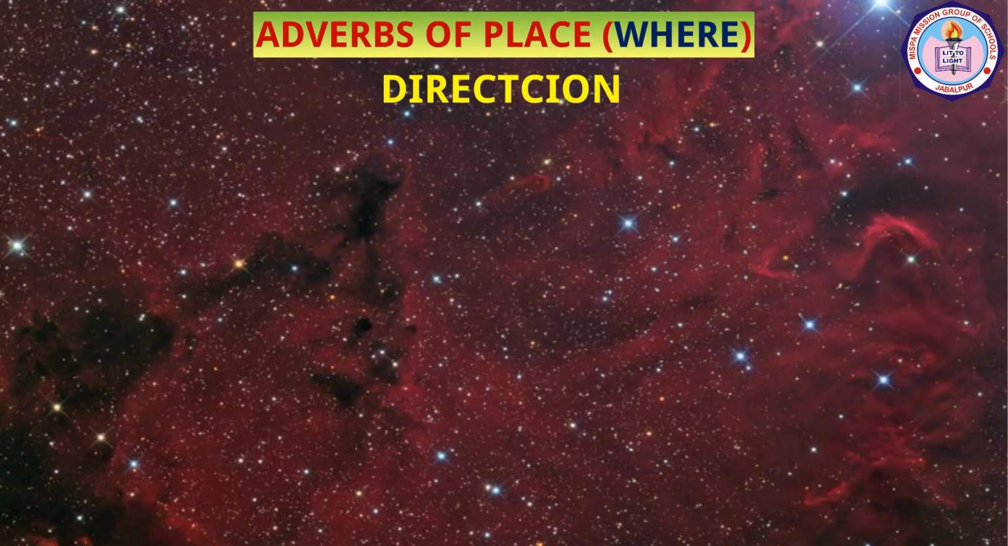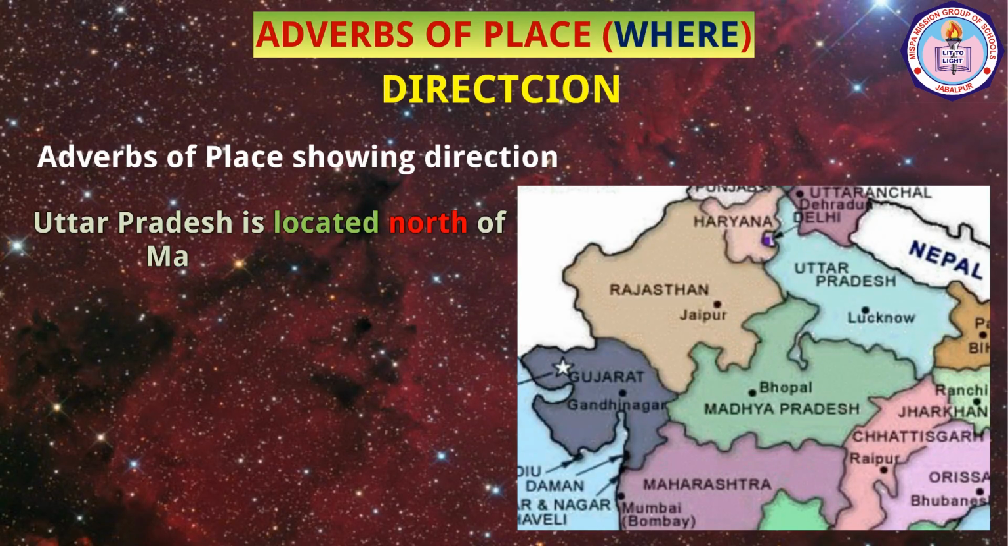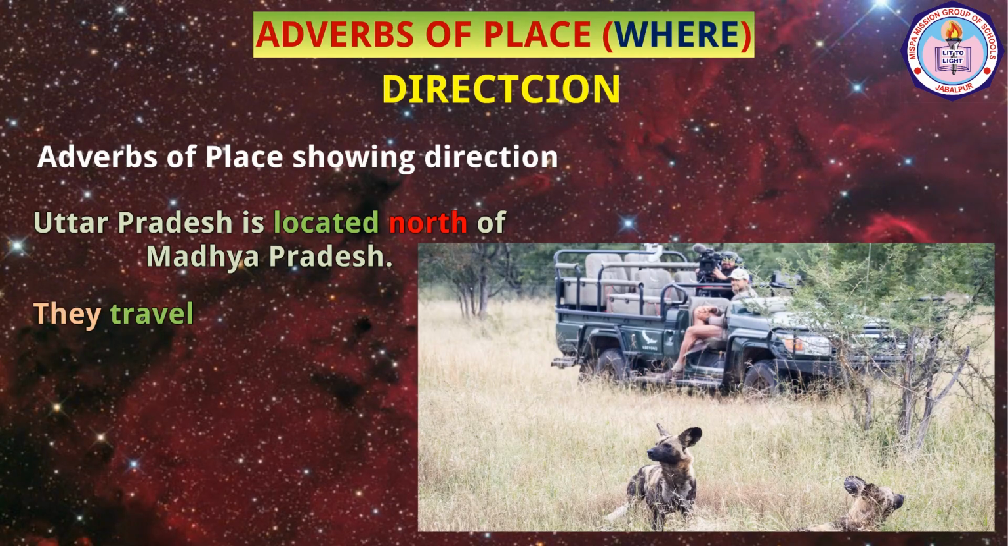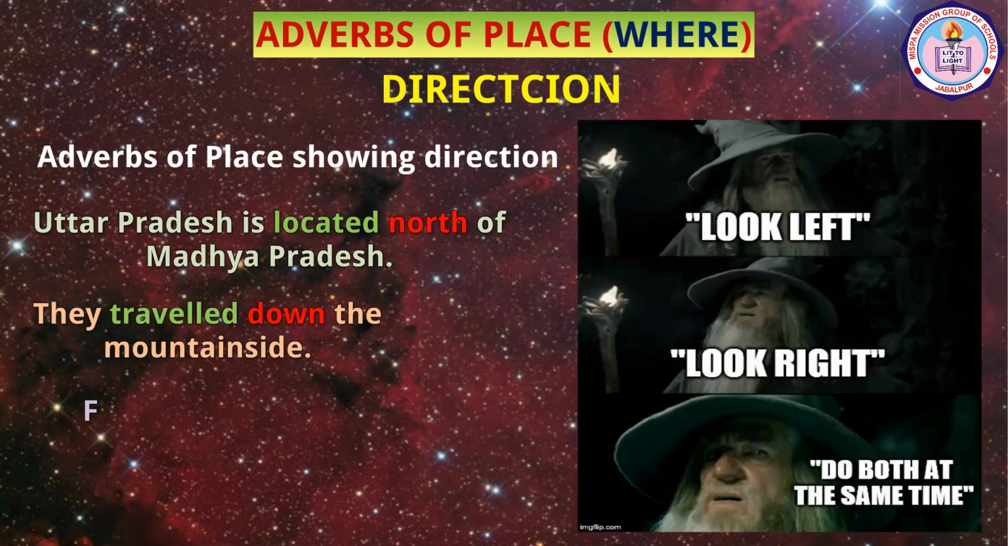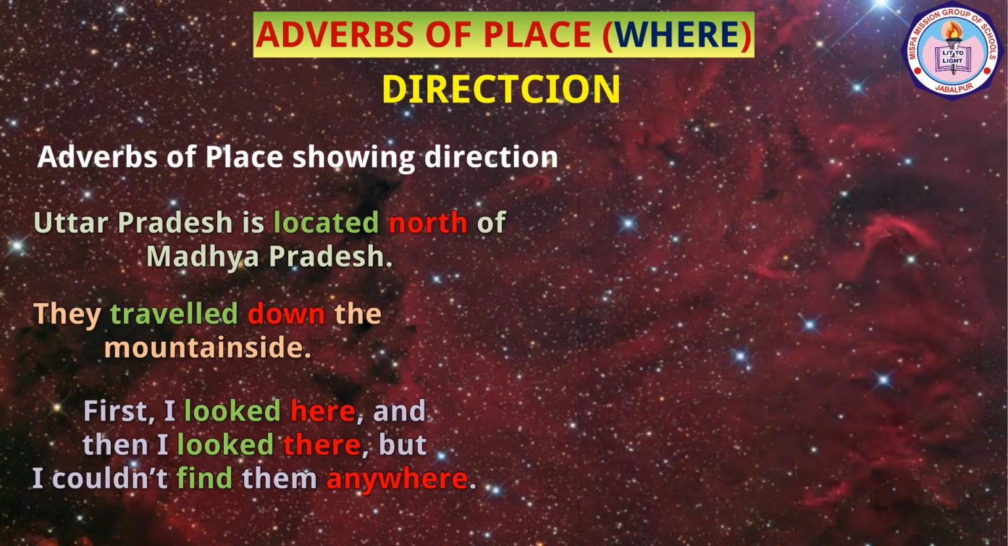Direction. Here are some examples of the adverbs of place showing direction. Uttar Pradesh is located north of Madhya Pradesh. They travelled down the mountainside. First, I looked here and then I looked there, but I couldn't find them anywhere. In these sentences, the adverbs showing direction are north, down, here, there, and anywhere. They modify the verbs located, travelled, looked, and find respectively.